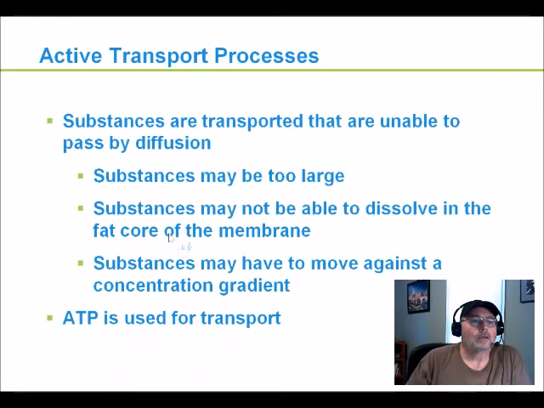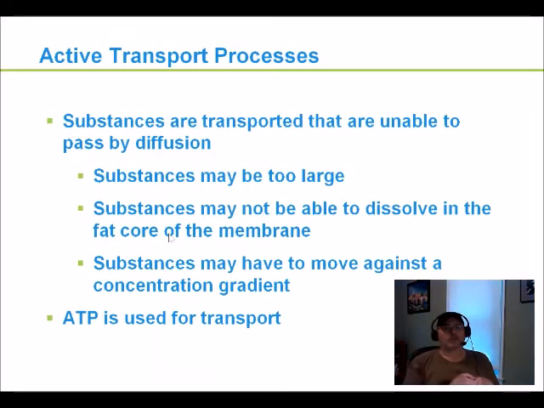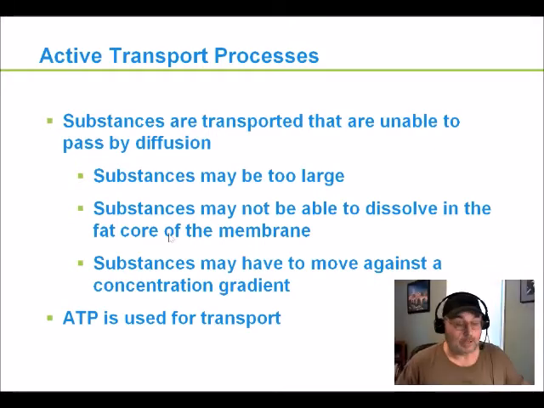Now, active transport processes involve substances that are unable to pass through diffusion, and there could be a variety of reasons why they are not. They could be too large. We may not be able to dissolve through the cell membrane, or we may be moving against a concentration gradient.